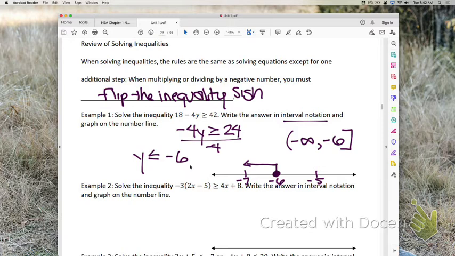And you would use a bracket because of the equal to. If it was not equal to, you would use a parentheses. Infinity is always parentheses because we can never get to infinity, right? Okay?